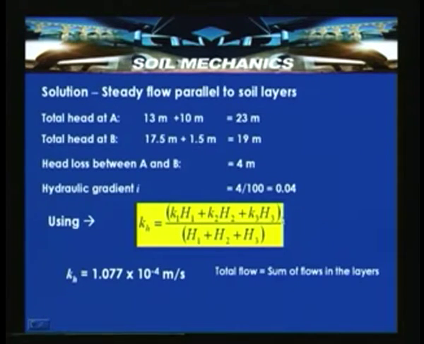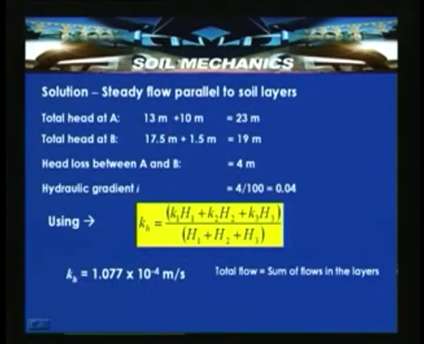The head loss between A and B is the difference between head A and head B, that is 23 minus 19, 4 meters. The hydraulic gradient we can now express because the horizontal length over which this flow is occurring is around 100 meters. So, the hydraulic gradient is 4 by 100, that is 0.04. Using the expression we have derived, the equivalent coefficient of permeability in the horizontal direction is equal to K1 H1 plus K2 H2 plus K3 H3 divided by H1 plus H2 plus H3, because here we have 3 layers under consideration. So, n is equal to 3.